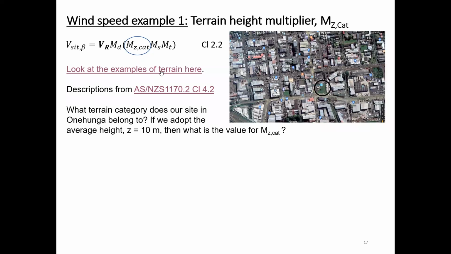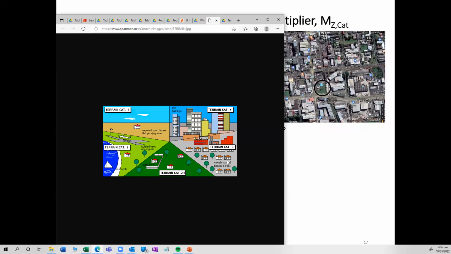Hey guys, what terrain category did you come up with? Anyone got an answer? Category 3, suburban. Yeah, I got category 3. Okay, so let's just have a look at that. Something like this situation here. It's not a big city, but it's sort of like that. Yep, category 3.